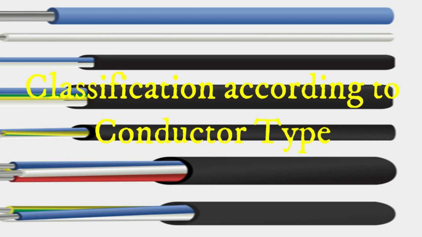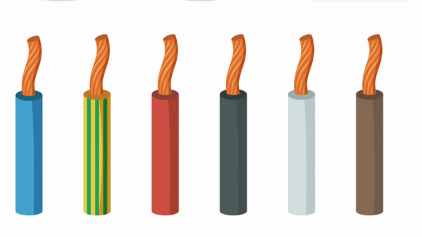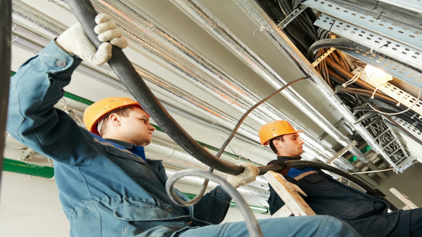Our second subheading is the classification of cables according to the conductor type. Aluminum and copper are the two conductors we use in the building industry. Although we still have the armored cables, which are made up of either of the two but are protected from mechanical stresses with a steel material and sometimes an aluminum material.